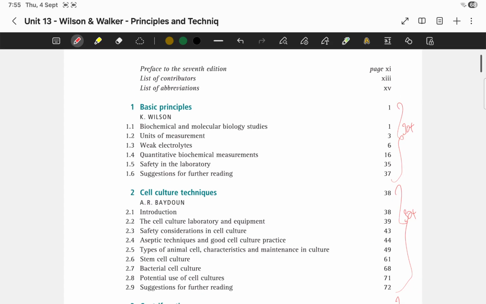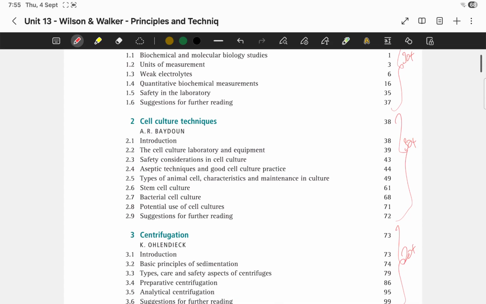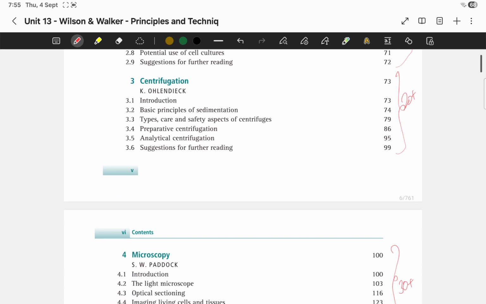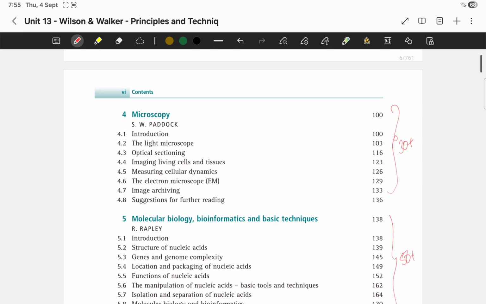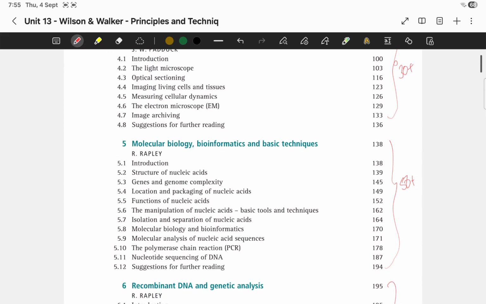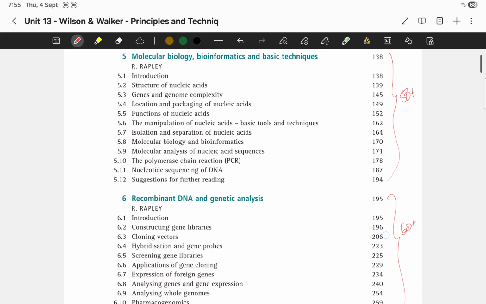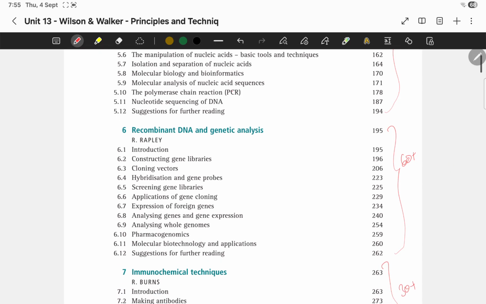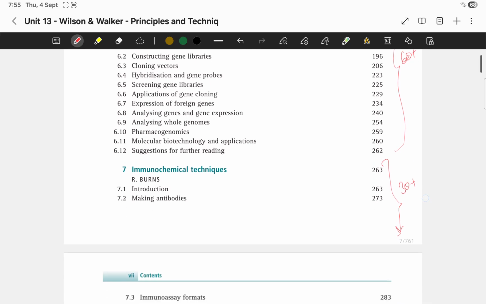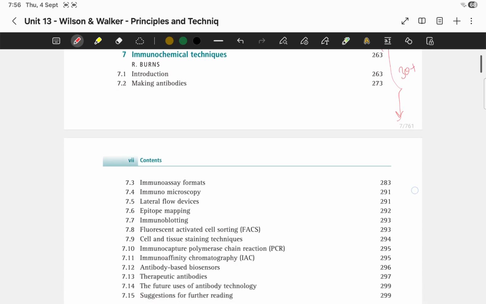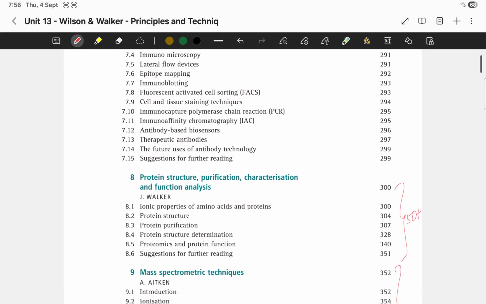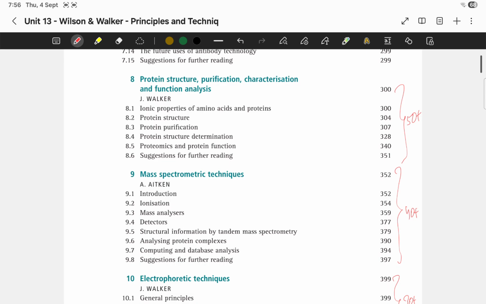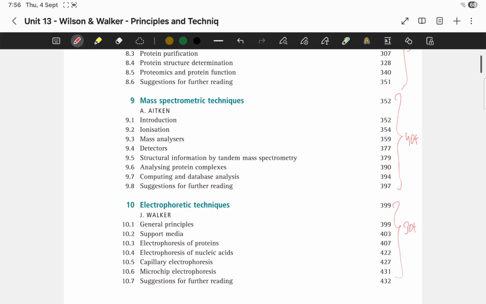What is happening? Basic principles, about 30 pages. Cell culture and techniques, 30 pages. Centrifugation, 20 pages. Microscopy, important chapter, 30 pages. Molecular biology, bioinformatics and basic techniques, 50 pages. We have PCR here, gene and nucleotide sequencing of DNA, recombinant DNA and genetic analysis, 60 pages. Immunochemical techniques, very important, about 30 pages. Protein structure and purification, characterization and function analysis, about 50 pages.